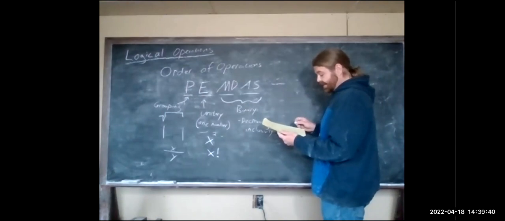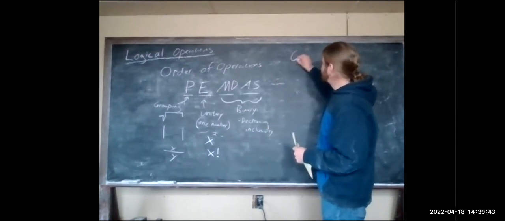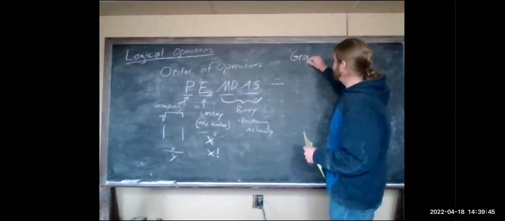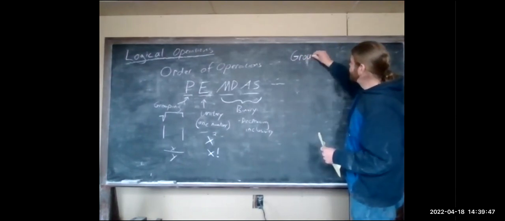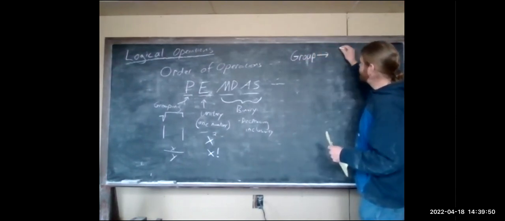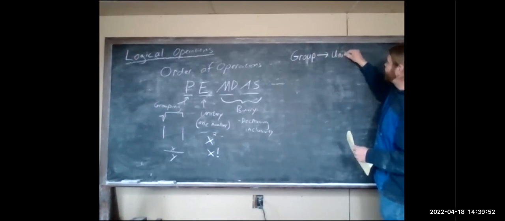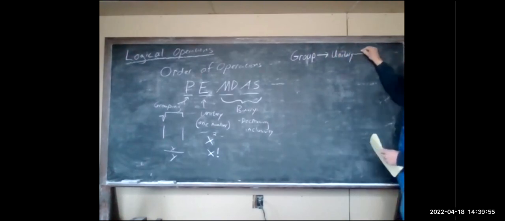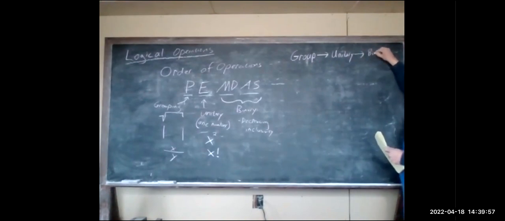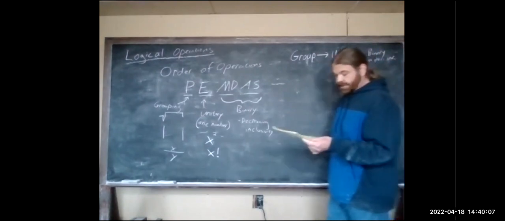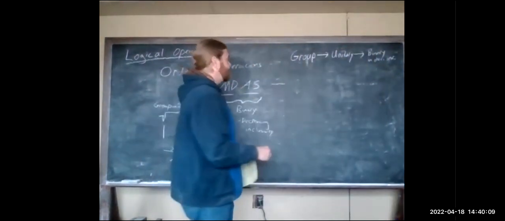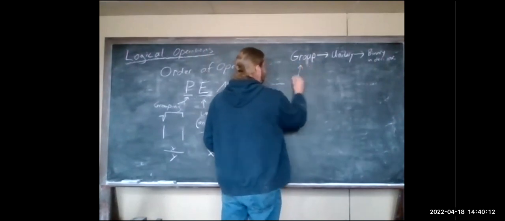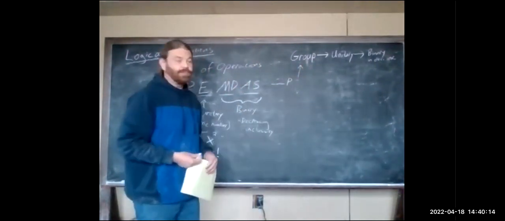And it's the same thing over here. So our order of operations is really groupings, then we do unitary stuff, then we do binary stuff in decreasing inclusivity, which, well, for our logical operations, especially when programming, we're still going to use parentheses.